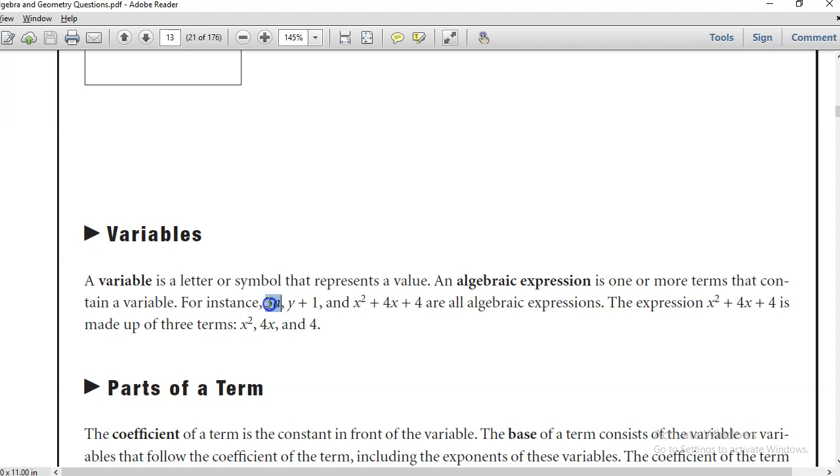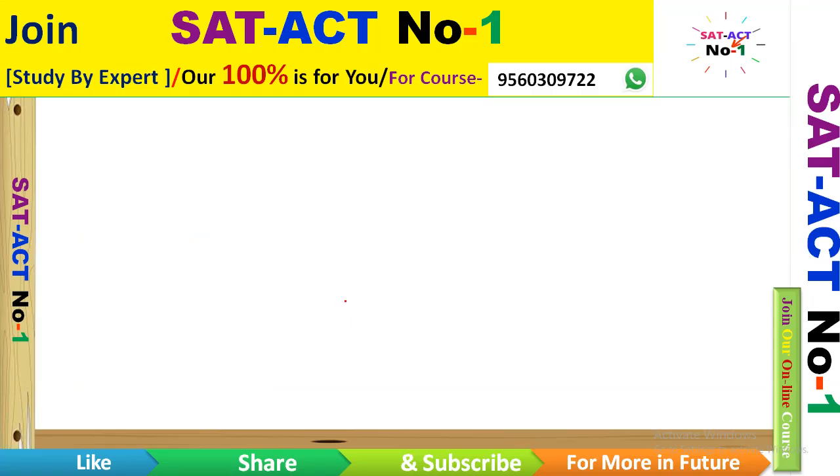So in the first example, 3a, we have the variable a, which is a kind of alphabetical symbol. In the second example, y plus 1, again we have y, which is an alphabetical symbol. So we consider this symbol as a variable. Variable means an unknown number which doesn't have any fixed value. That means for different expressions we can have different values of the same alphabetical symbol.